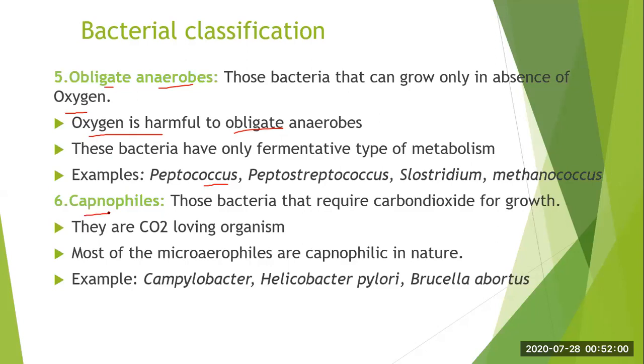And our last one, based on gas requirement, is capnophiles. This kind of bacteria requires carbon dioxide for growth. So it's called capnophiles, and they are also called carbon dioxide loving organisms. Examples are Campylobacter and Helicobacter pylori. These kinds of bacteria are called capnophiles. So these are our classifications based on gaseous requirement.